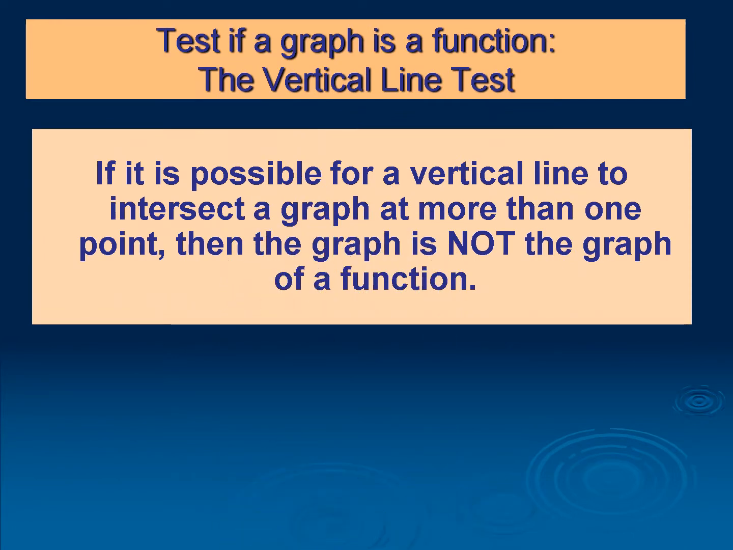Let's talk about how we test if a graph is a function. When we test to see if a graph is a function, we use the vertical line test. So the vertical line test says, if it is possible for a vertical line to intersect a graph at more than one point, then the graph is not the graph of a function. Meaning, as I move a vertical line across my graph, if that vertical line touches my graph in 2 different places or more, it's not a function.